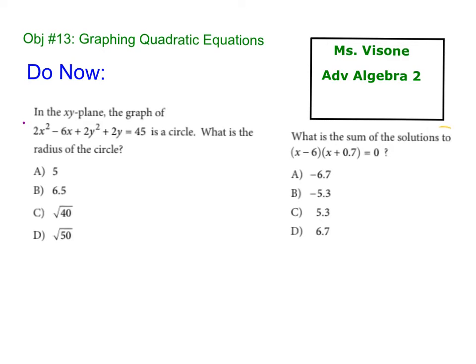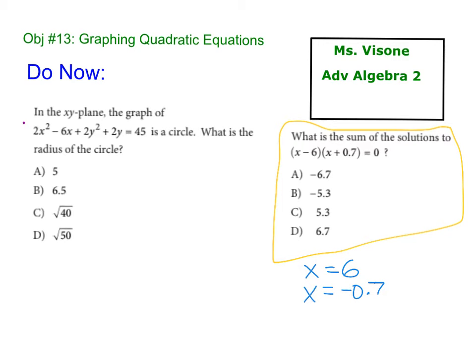So let's do the second one first, just because it's easier. What is the sum of the solutions? Well, we just learned how to solve, right? So the solutions here are x equals 6 and x equals negative 0.7. The sum of those two numbers is 5.3, which is C.